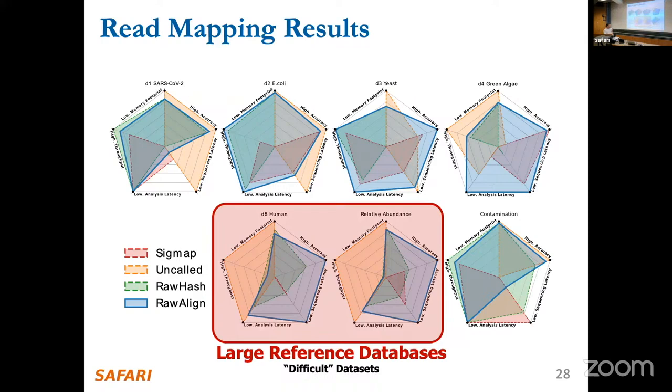One that I want to focus on here is also these large reference databases. So this is the human and relative abundance use case. What I'd like to point out here is that these really difficult data sets with large reference databases, we don't necessarily have the best throughput. It's not the worst, but it's also not the best. But we're getting really high accuracy. We're getting low sequencing latency, and we're getting low analysis latency. That's important, and it's the only tool that does anywhere near reasonably well on those metrics on those data sets. So I think we can claim here that RawAlign does well on all kinds of reference database sizes.